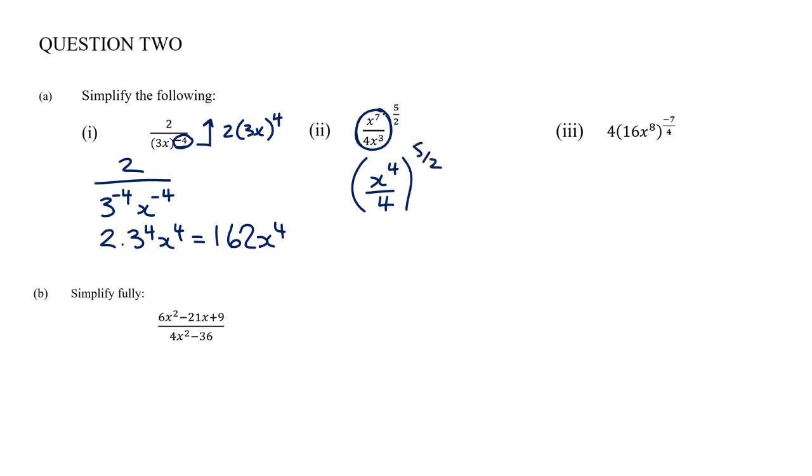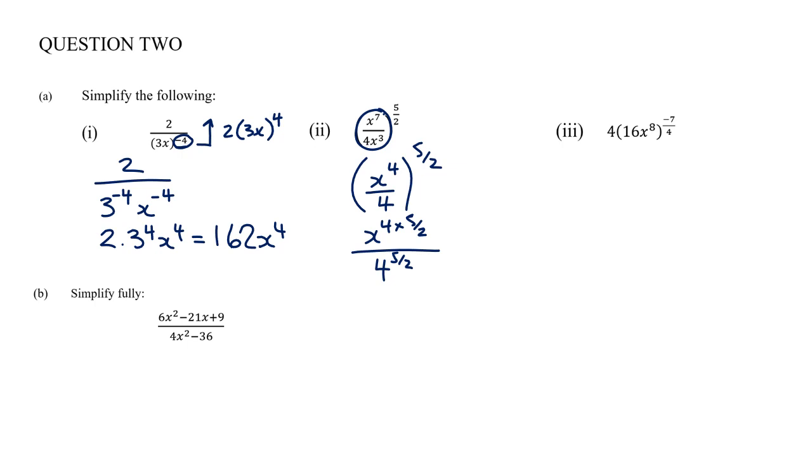Now, raising that to the power of 5 over 2, well, that's just going to be x to the power of 4 times 5 over 2. And this is going to be 4 to the power of 5 over 2. Now, on your calculator, again, if you press 4 to the power of 5 over 2, it'll give you a number. So you can just put that number there. But ultimately, that over 2 means you're taking the square root of a number.